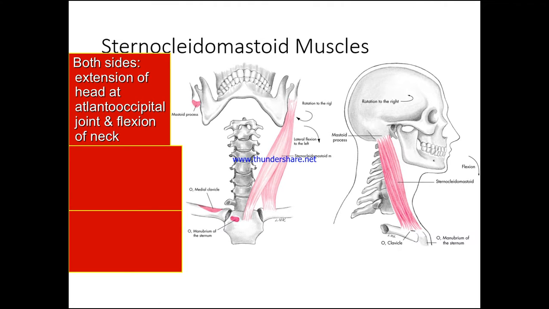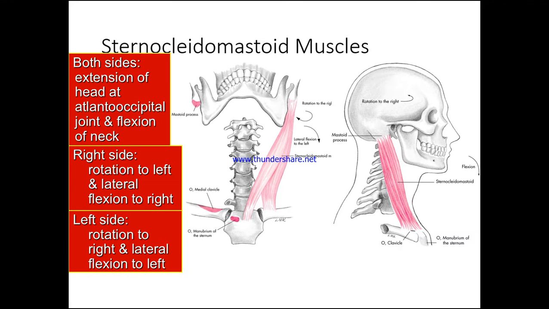The sternocleidomastoid muscle, which I started to talk about in my first lecture, where I talked about torticollis, or the shortening or rotation of the head due to torticollis. Both sides: extension of the head at the atlanto-occipital joint and flexion of the neck. Right side: rotation to the left and lateral flexion to the right. Left side: rotation to the right and lateral flexion to the left. So we can see that the sternocleidomastoid muscle itself, we have the clavicular head and the sternal head, and you can see the rotation, the lateral flexion to the left, the mastoid process, the attachment point.